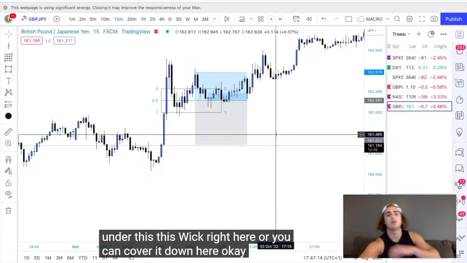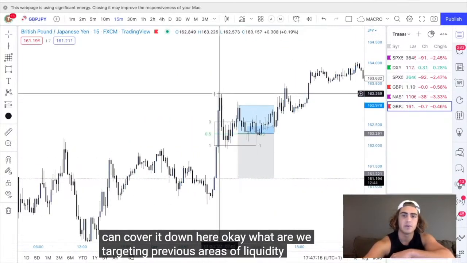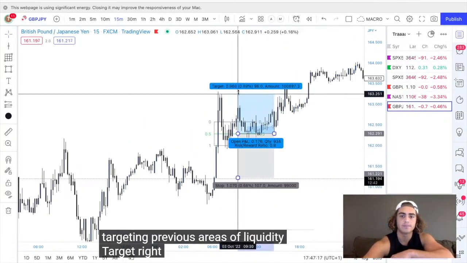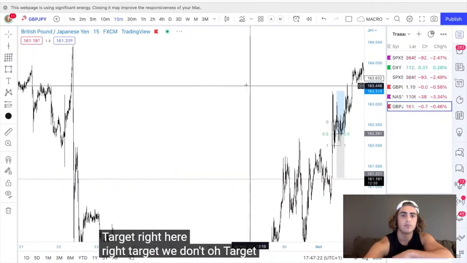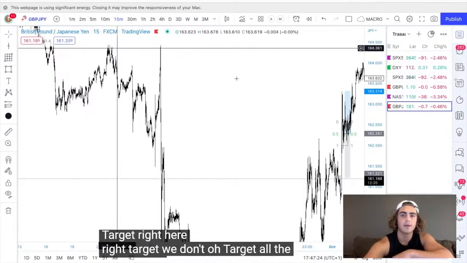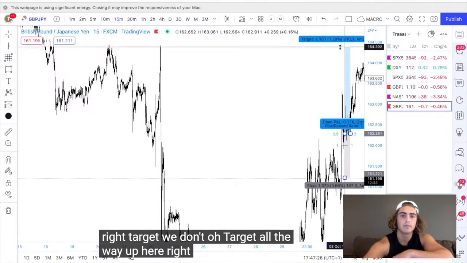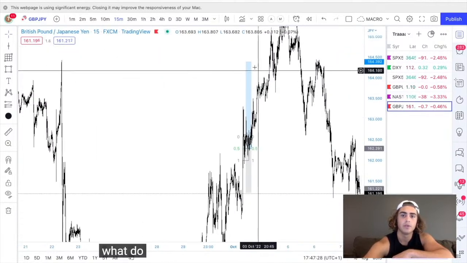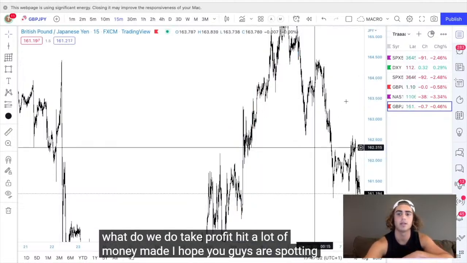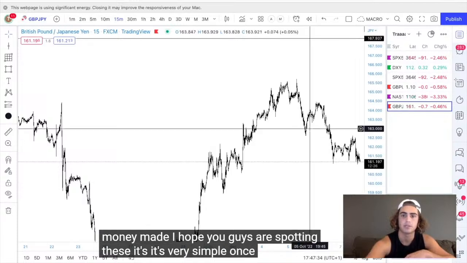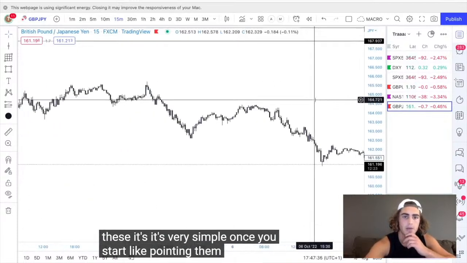okay? What are we targeting? Previous areas of liquidity, target right here, right? Target, we don't have, target all the way up here, right? What do we do? Take profit hit, a lot of money made. I hope you guys are spotting these. It's very simple once you start pointing them out, okay?